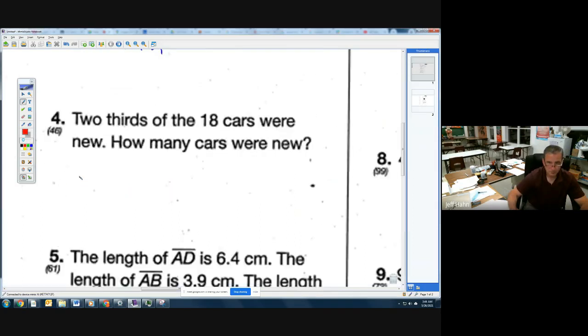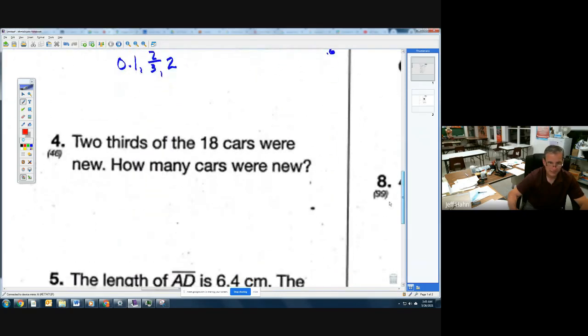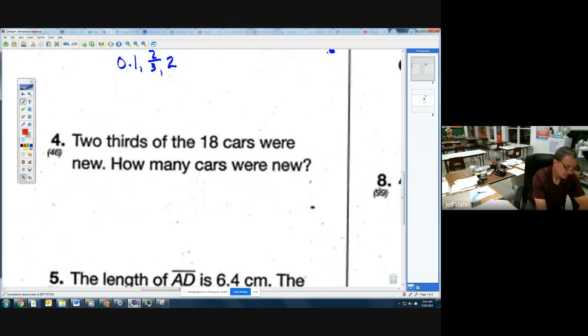Problem number 4. 2/3 of the 18 cars were new. I hope that you're continuing to do this here. Anytime you ask for a fraction of a number, I would very strongly recommend you draw yourself a rectangle and think about cutting that into pieces. This rectangle stands for all 18 cars, and I want 2/3 of them.